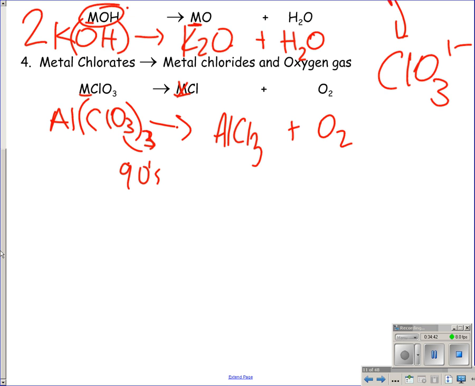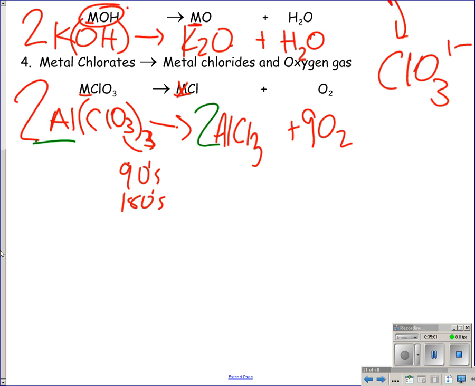Okay, so how about I double this one first? If I double this as a whole, then 9 times 2 is 18. Okay, so 18 O's over here, 9 here. Okay, now I have 2 aluminums over here, put a 2 here.